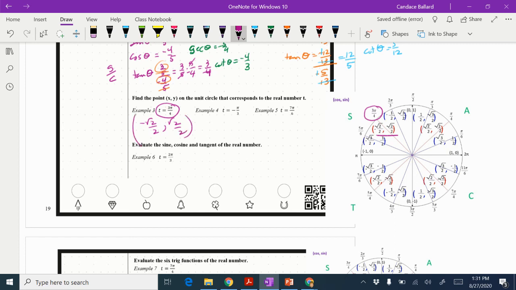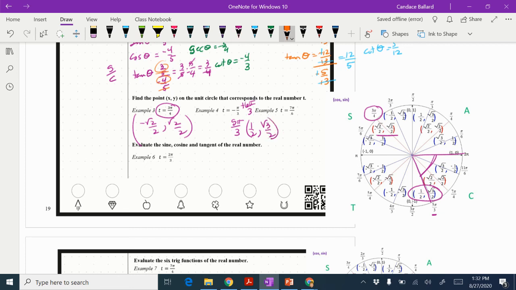Negative pi over 3. So either I have to add 2 pi, which is the same as 6 pi over 3, or I have to go negative pi over 3 this way. So I'm going to go 1 pi over 3. I'm going to make sure I look for a 3 in the denominator, and it's right there. So it would be the same as 5 pi over 3. And the coordinate there is 1/2, square root of 3 over 2.